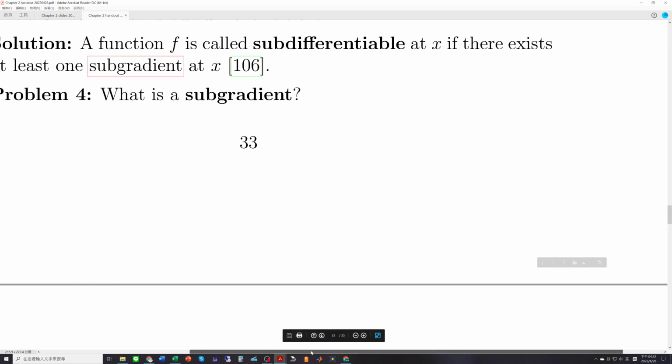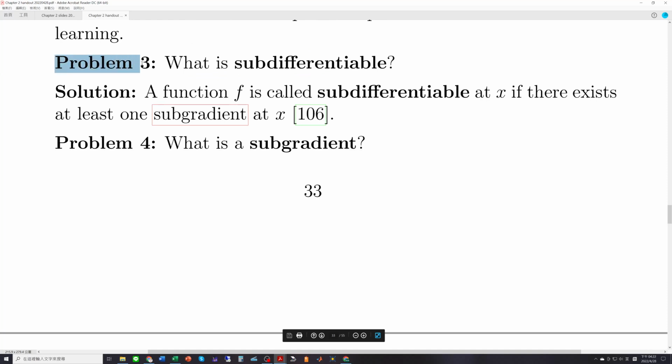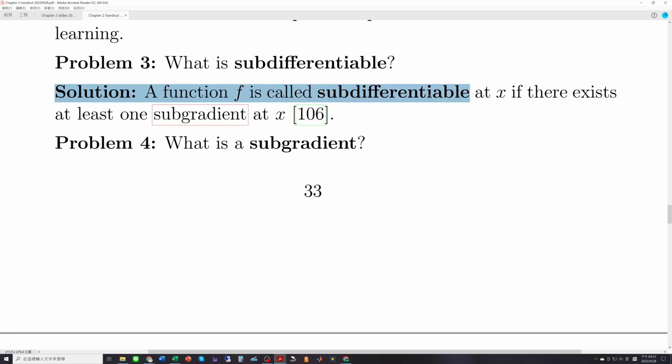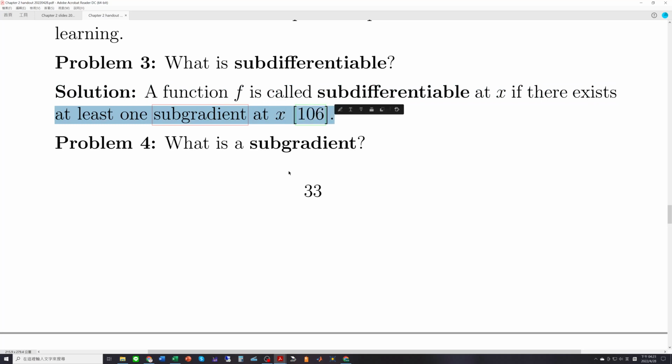Okay, let us see problem 3. What is subdifferentiable? Okay, if only differentiable, I think you have already learned it in the course calculus when you were a freshman. Solution: a function f is called subdifferentiable at x if there exists at least one subgradient at x. Okay, so problem 4, what is a subgradient?